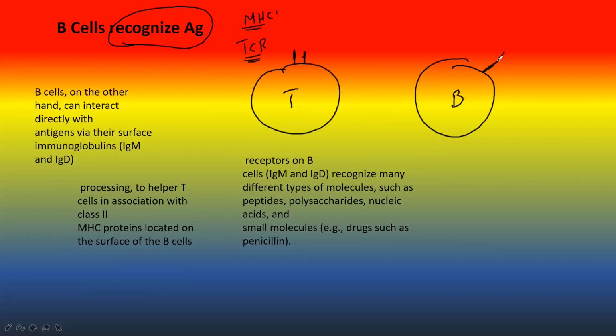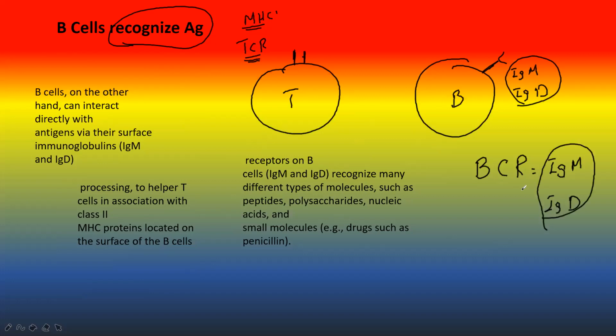Here we have the receptors IgM and IgD. These two antibodies act like the B cell receptor. Another difference here: what are the B cell receptors? B cell receptor IgM and B cell receptor IgD. This is totally different from the T cell receptor, which is a specialized separate receptor. So the B cell receptor recognizes the antigen.